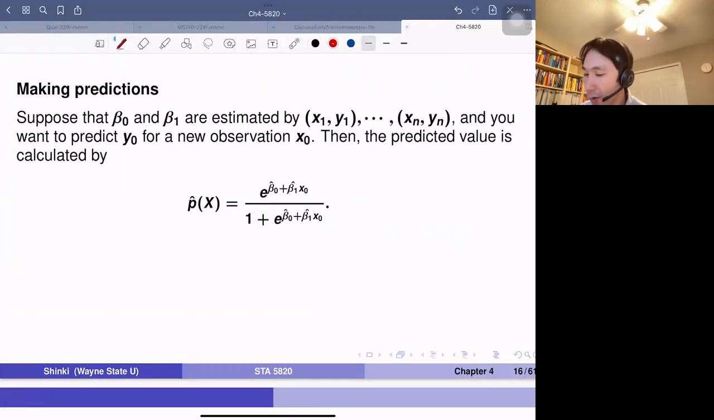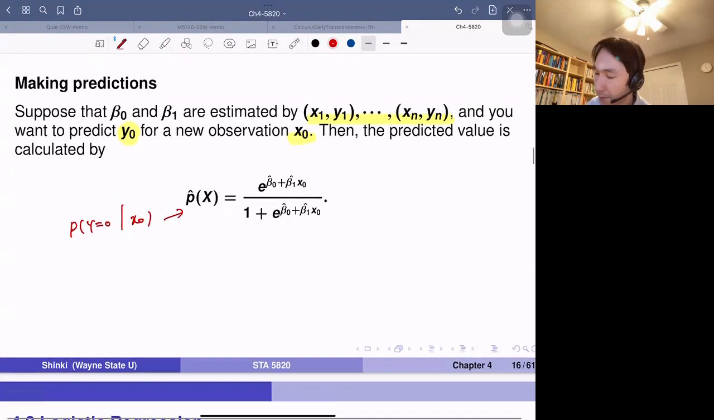Okay, so suppose that we have a new observation. We fit the logistic regression with existing data here, and suppose that we have a new observation, but we don't know its y. In such a case, we can predict the probability of y equal to 0 given x as this. We just use the fitted value.